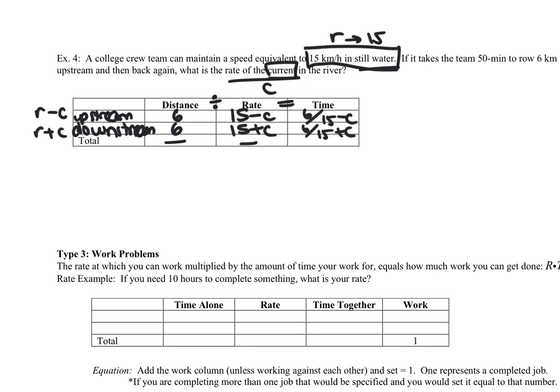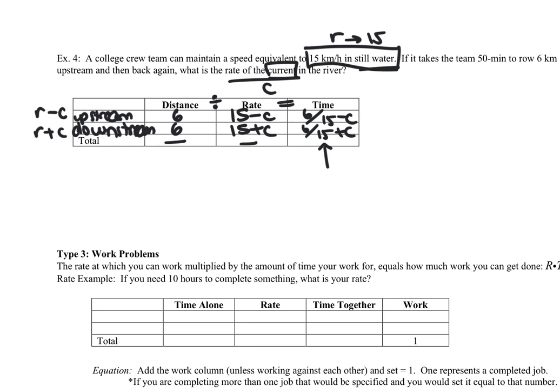Now notice in this one, it doesn't talk about how it takes the same amount of time to do that. It says it takes them 50 minutes to row up and back. So you actually are given the total amount of time. That's what we're going to need to plug in here. But you're going to notice I'm not writing 50. I really have to think about these problems and always watch the units.